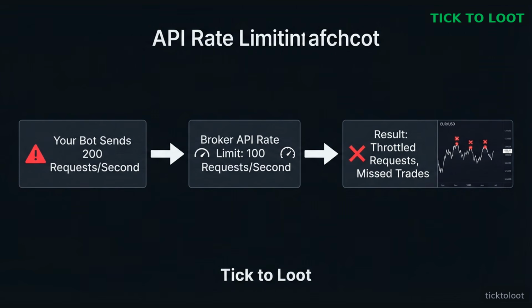Imagine you have built a fast-acting euro to US dollar scalping bot that tries to send 200 trade requests every second during high volatility.